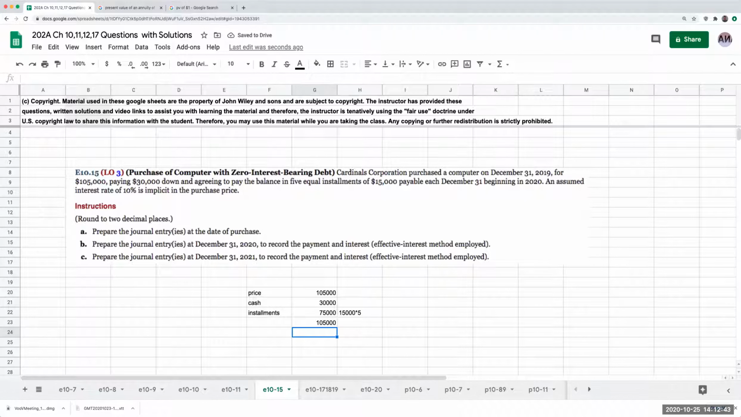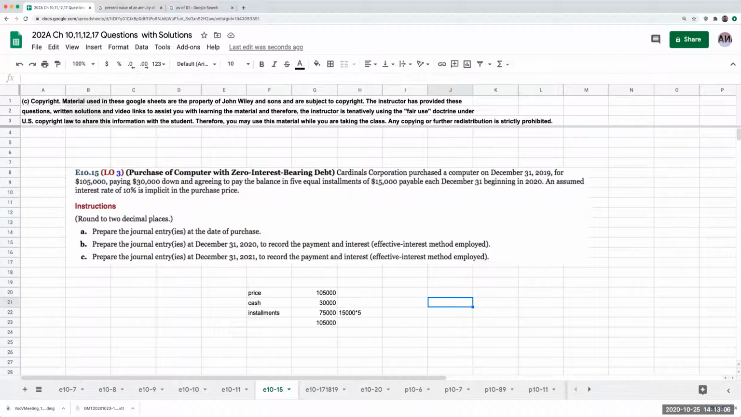The issue is when I go to purchase the equipment, I can't record it at 105. And why is this? Because this is not today's dollars. So what I need to do is bring those $15,000 payments back to today. So how do I go through and do this?